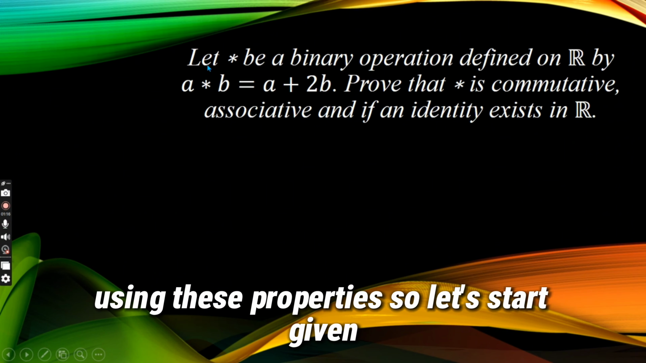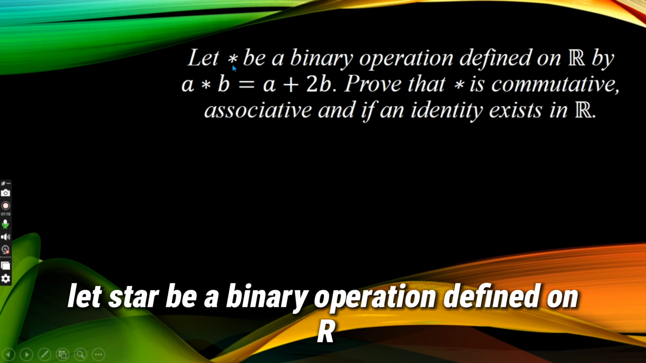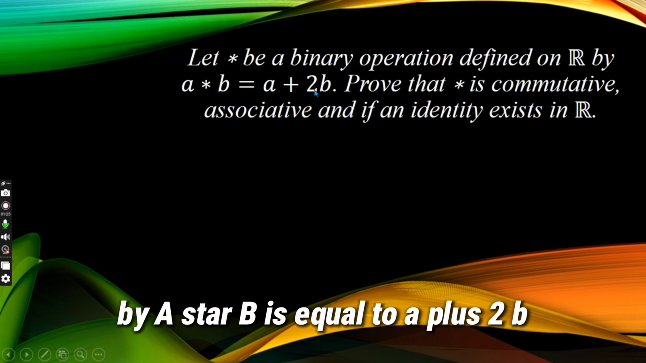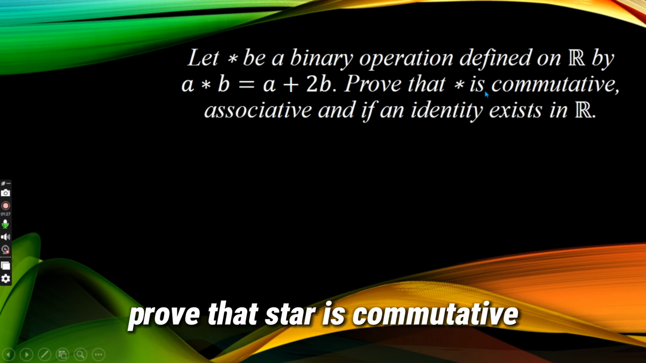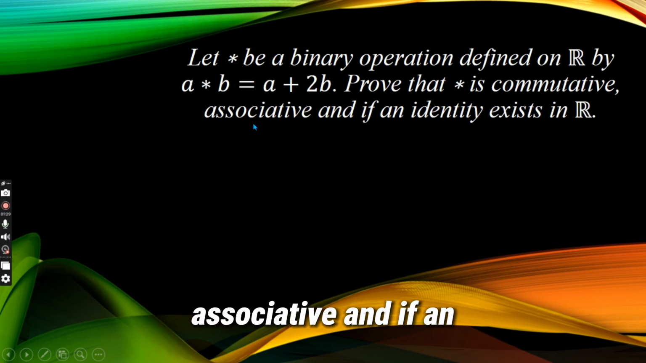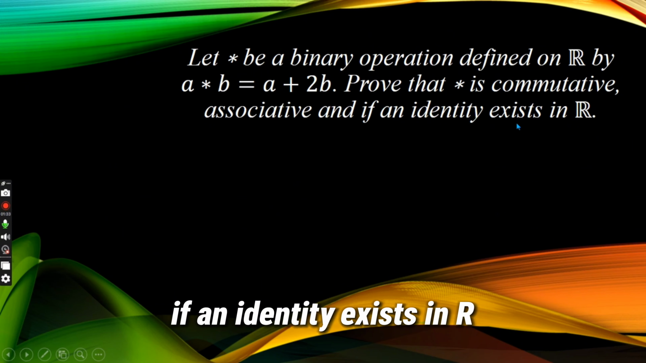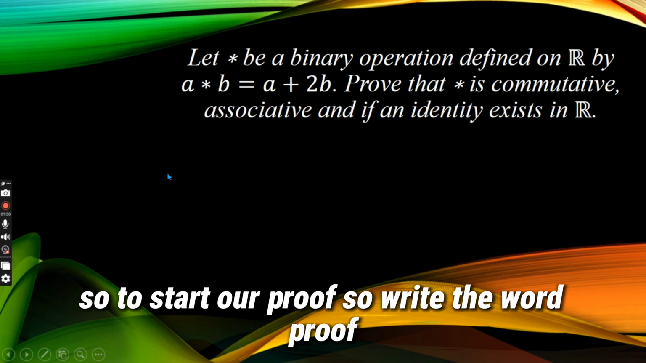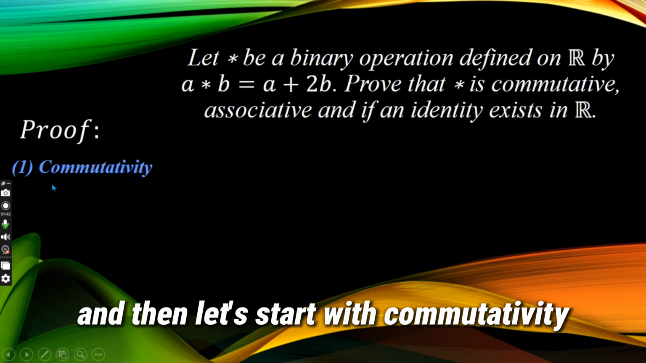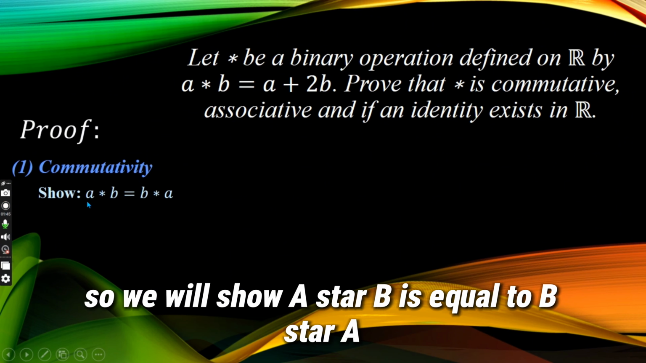So let's start. Given: let star be a binary operation defined on R by A star B is equal to A plus 2B. Prove that star is commutative, associative, and if an identity exists in R. So to start our proof, write the word proof and then let's start with commutativity. So we will show A star B is equal to B star A.